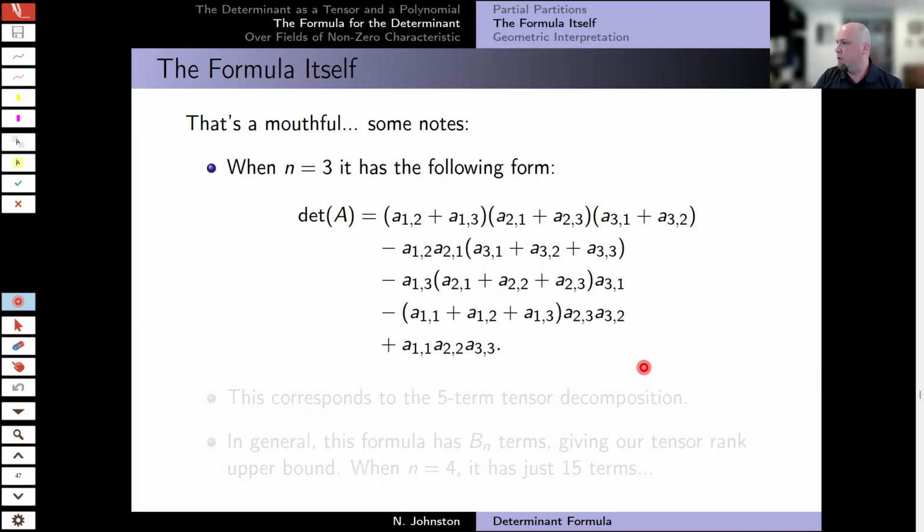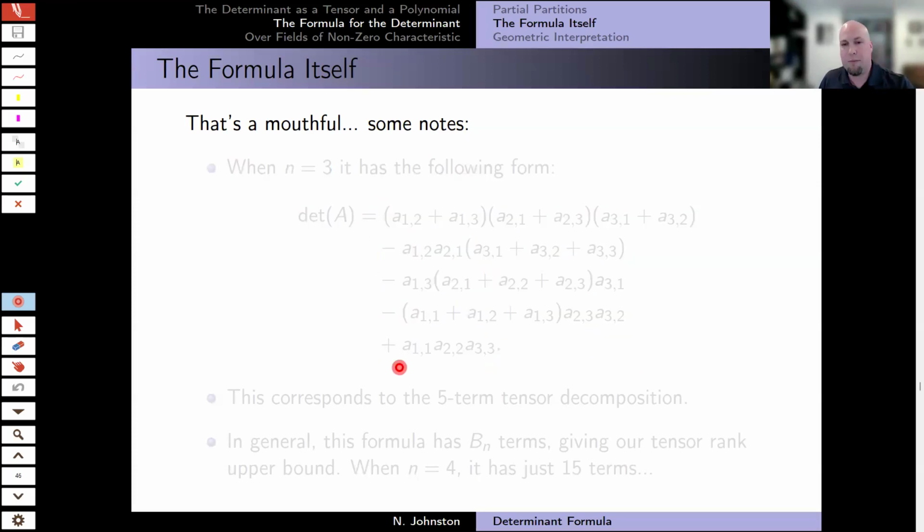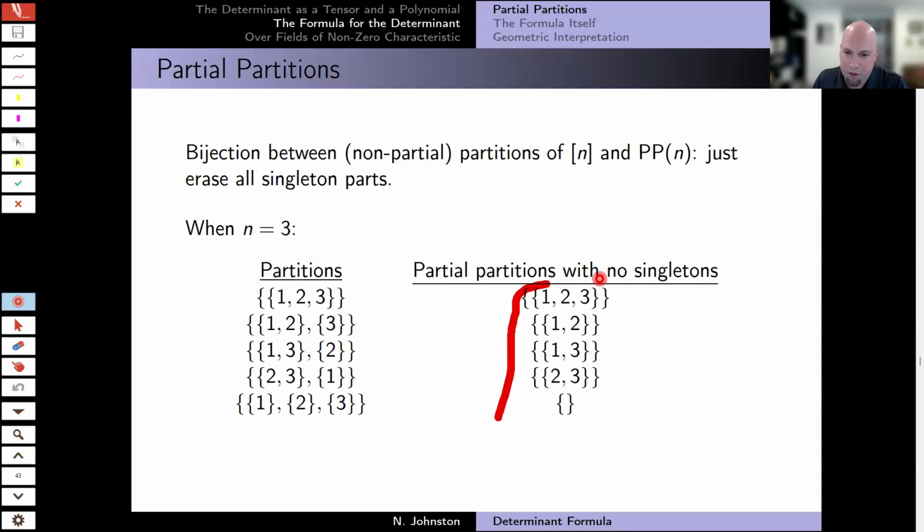And it corresponds very naturally to exactly that tensor decomposition that we saw a couple of slides ago, the tensor rank decomposition involving just 5 terms. This is that tensor rank decomposition in some sense. And then the formula still works for higher values of n as well. Each of these 5 terms corresponds to these 5 partial partitions here.